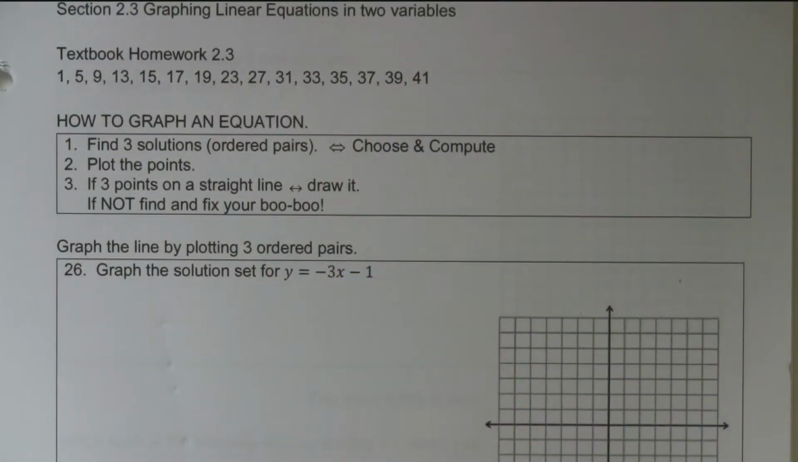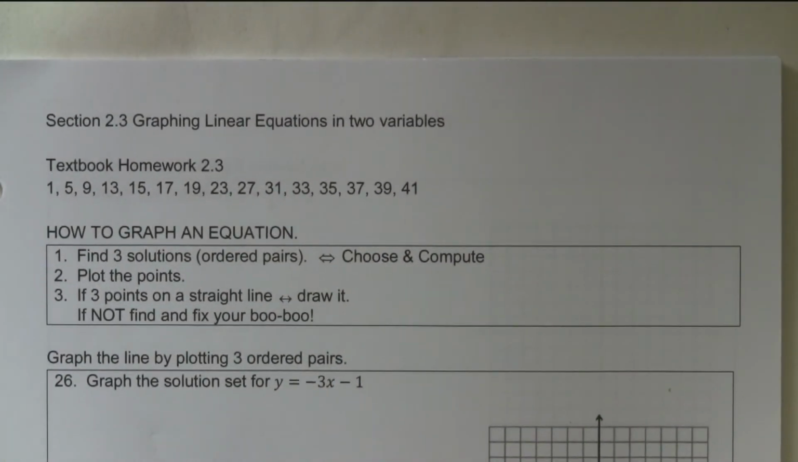2.3, 2, 3. Is that right? Or is that backwards? One of the ways. Okay, let's go to it. It'll be fun. Okay, 2.3, graphing linear equations in two variables.